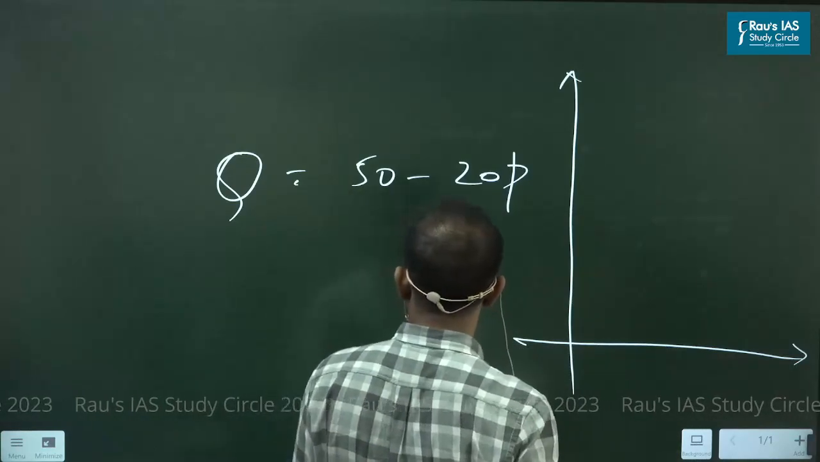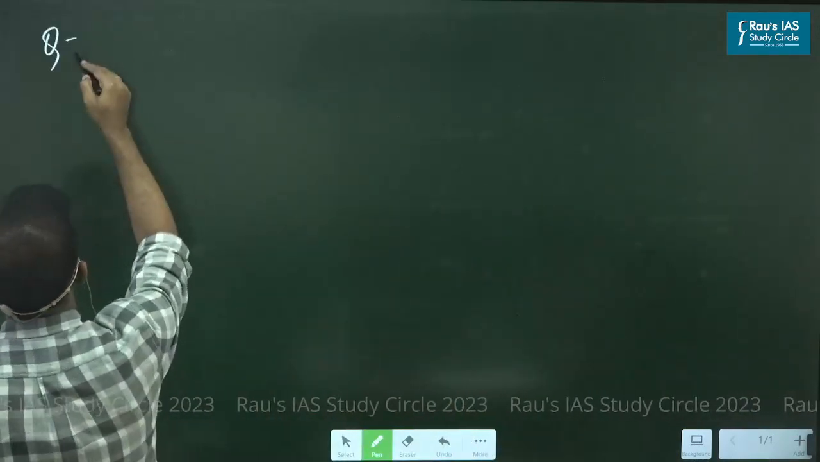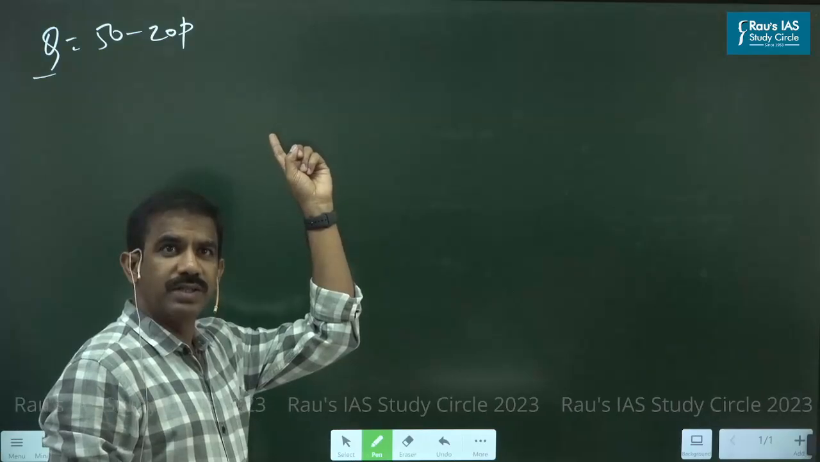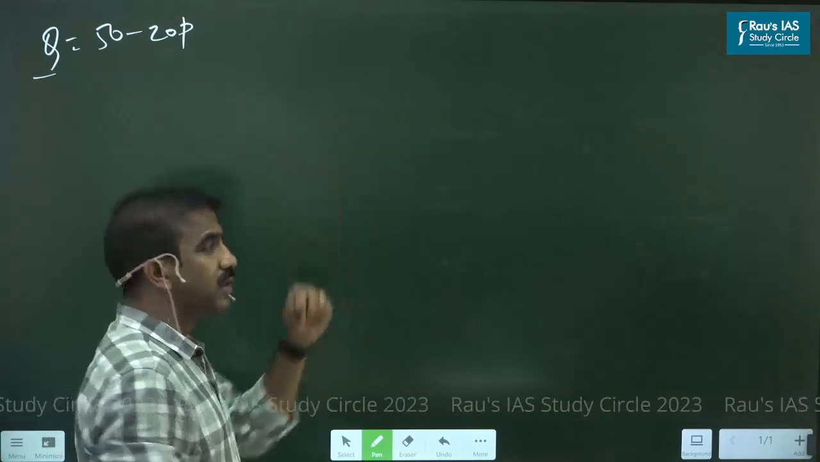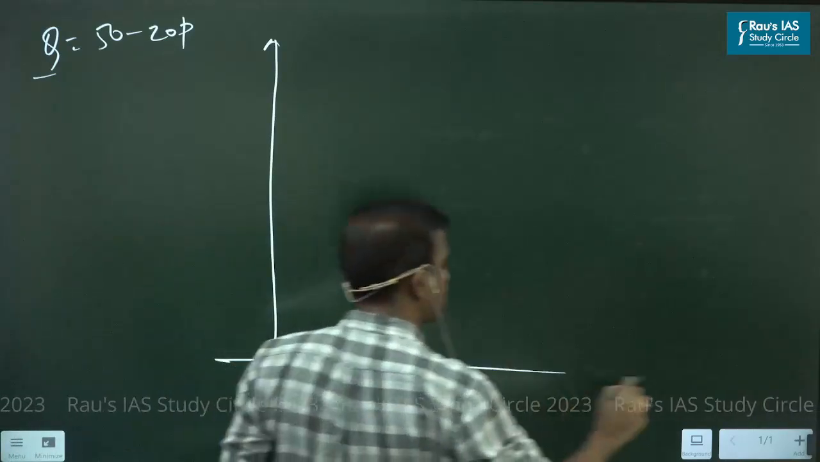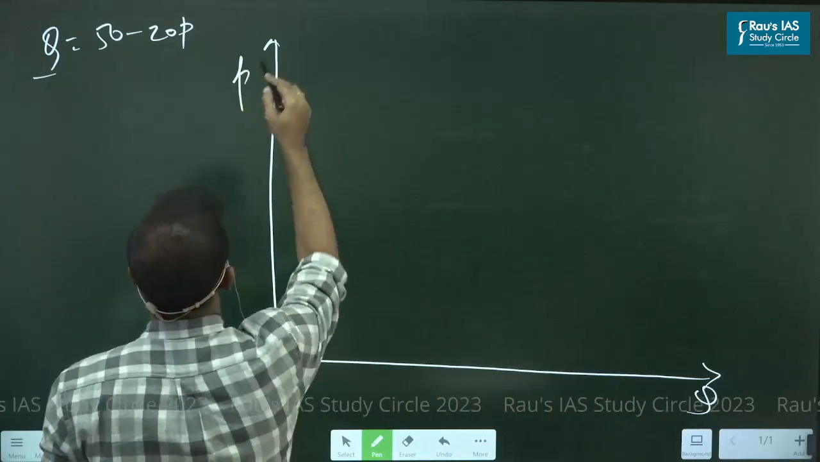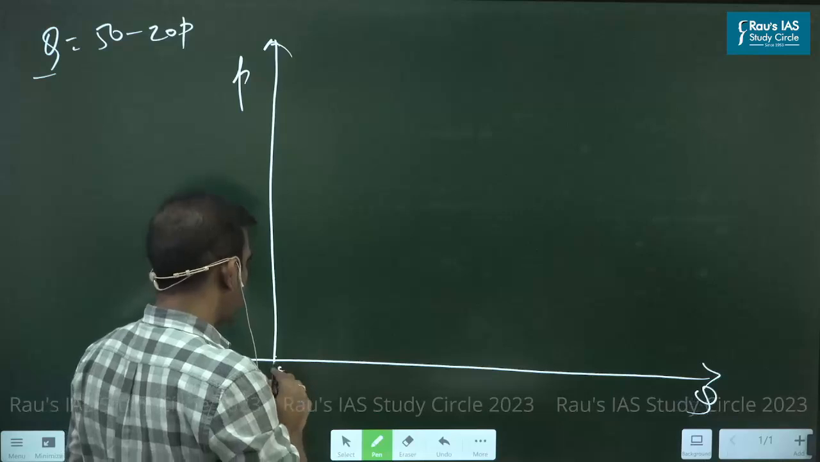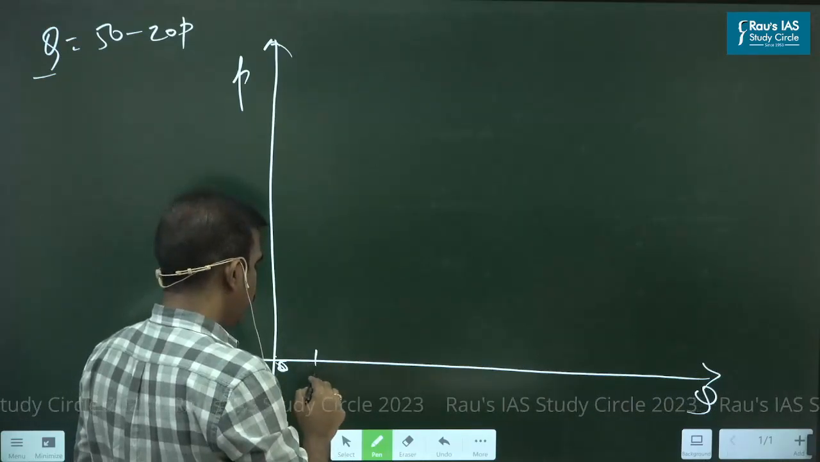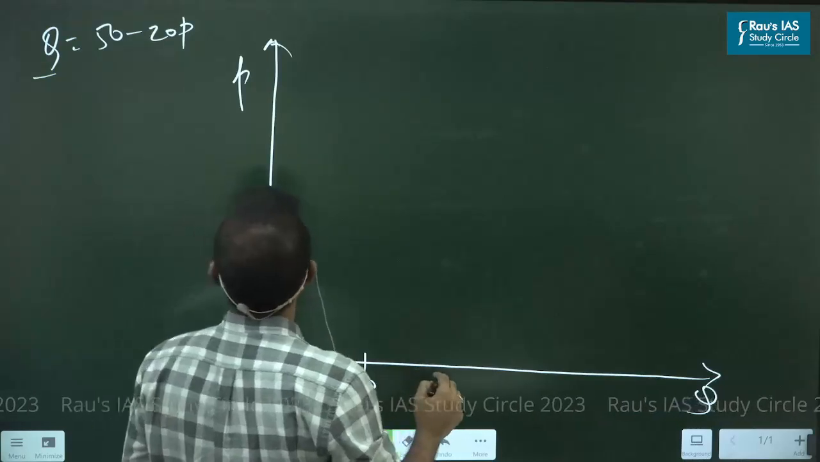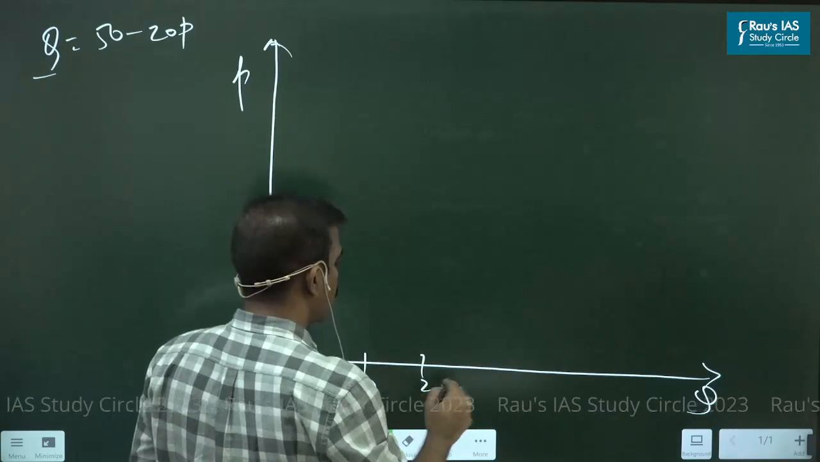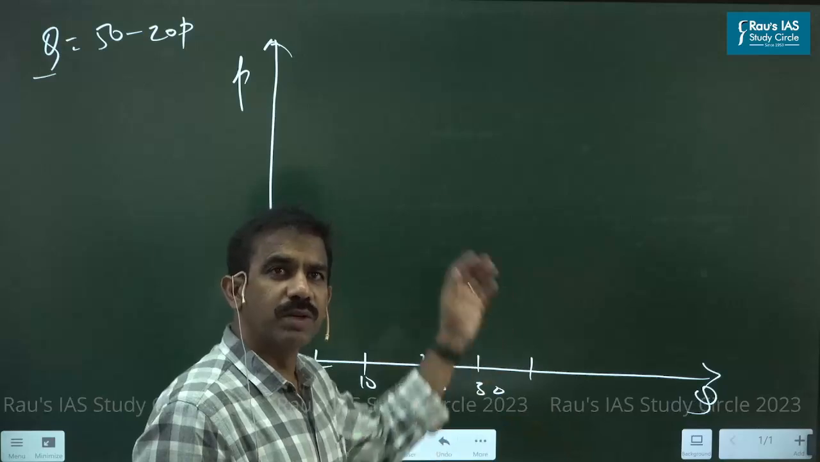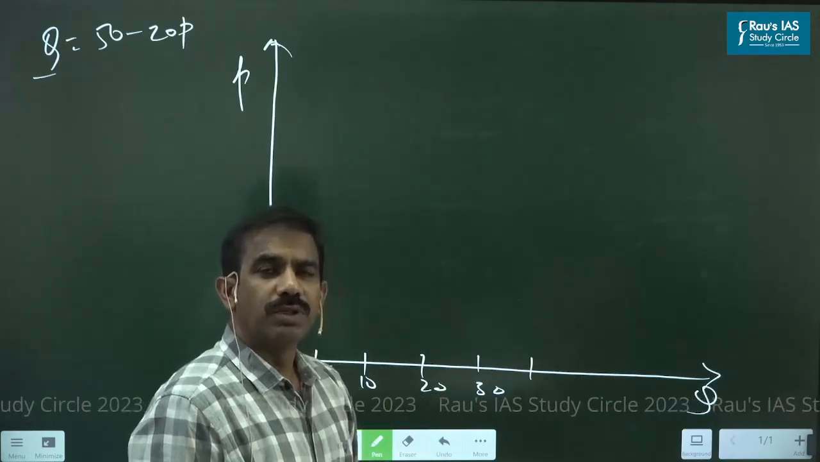I'm erasing this. Q equal to 50 minus 20p means quantity demanded is a function of price, right? Yes or no? Yes. So now let me take the price on the y-axis and Q on the x-axis. When P equals 0, let's start with the origin and then 0, 5, 10, 20, 30. So if I keep on doing it, draw a graph that speaks about this.